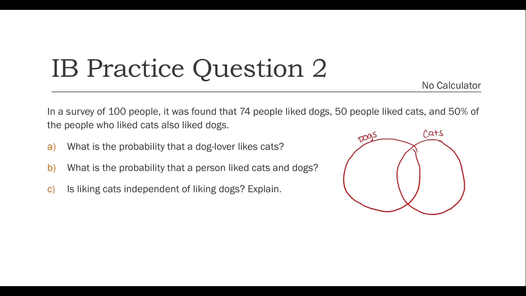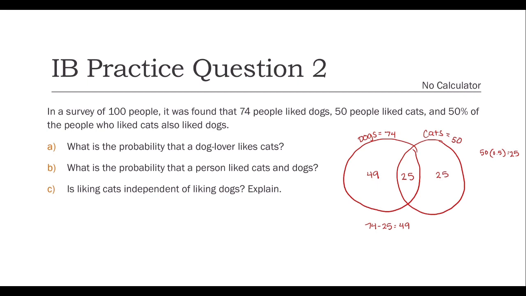So it says 74 people liked dogs. So our total for dogs is 74, and 50 people liked cats. So that means the total for cats is 50. And then it says 50% of the people who liked cats also liked dogs. So 50 times 50%, or 0.5, is 25. So 25 of the people who liked cats also liked dogs. So that's going to be our middle section, which means the remainder for cats is 25. And for dogs, in the rest of the circle, it would be 74 minus 25, which is 49. So this part of the circle is 49.